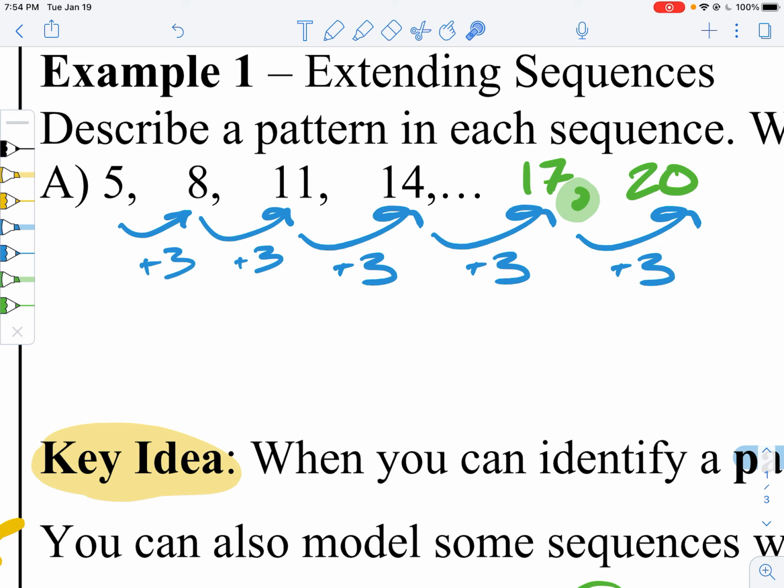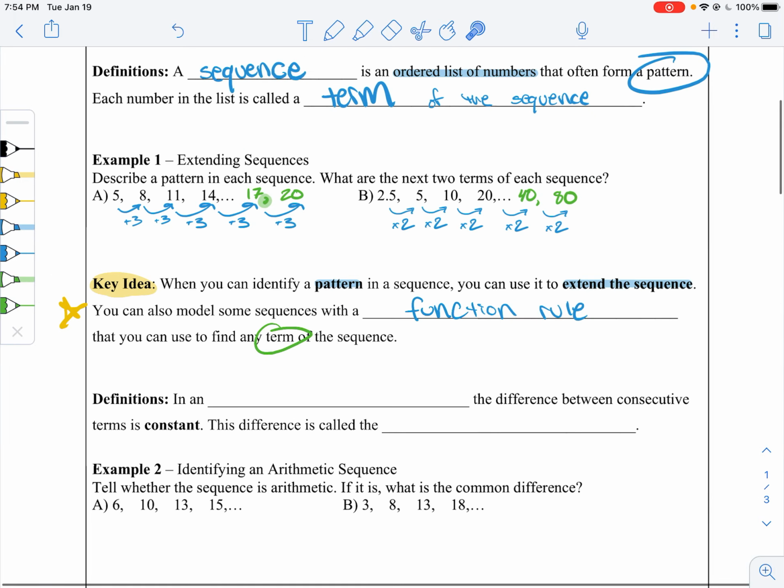If I asked you, what's the 5th term in this sequence? You could count 1, 2, 3, 4, 5, 17. 17 is the 5th term. That was easy. But what if I asked you for the 1,000th term? You could write out 1,000 terms. And if you want to use your time like that, that's great. However, there's a faster way. I'll show you later.